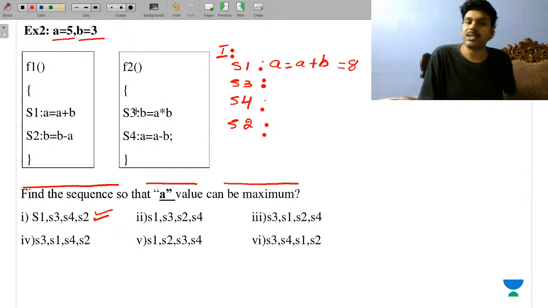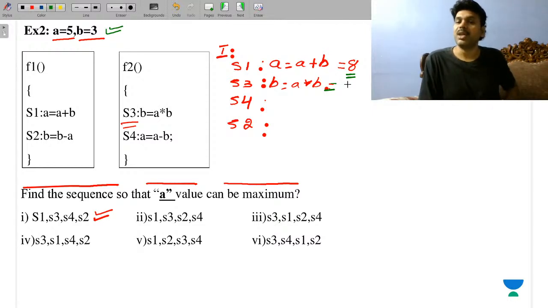Now after that S3 comes into the picture. S3 is the thread 2 or function 2 executing here. S3 is B is equal to A star B. So you need to consider the latest A value here. The latest A value is 8. That's the meaning of preemption. So 8 into your B value, which is fixed there, therefore the B value goes to 24 here.